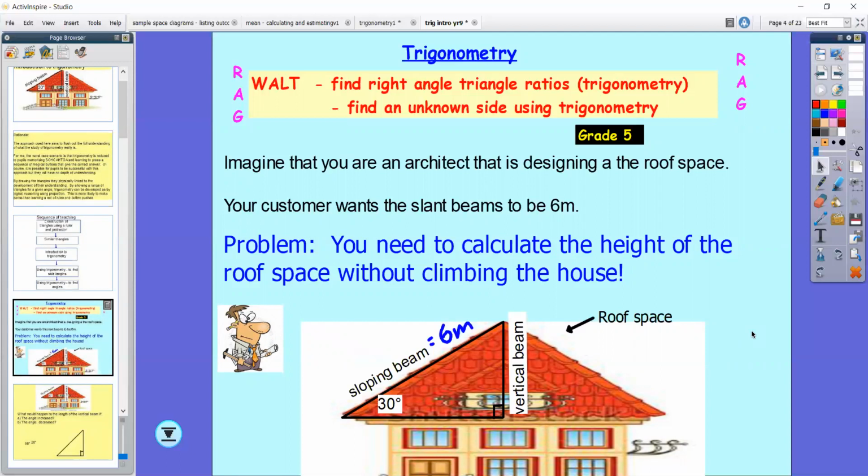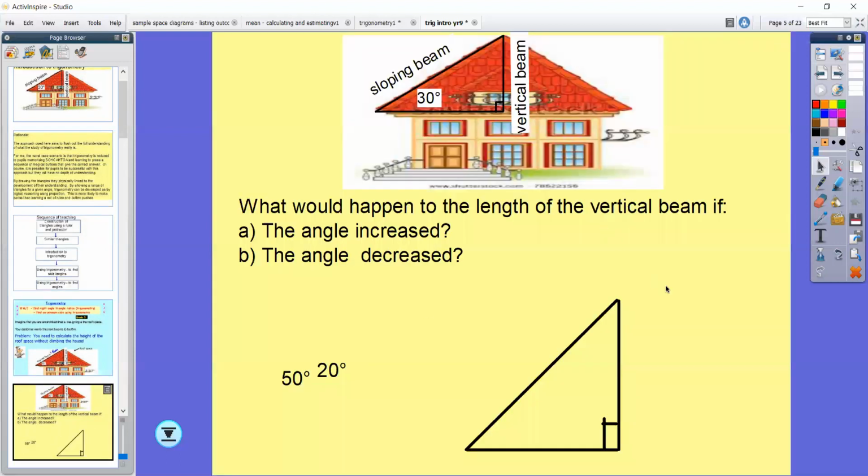Okay, so we want to plan the house. How are we going to do this? And this is the problem we're hopefully going to complete by the end of the lesson, or by the end of the first section anyway, of introducing trigonometry. Okay, so I also get them to think about, first of all, what if the angle decreased? What would happen to the height?